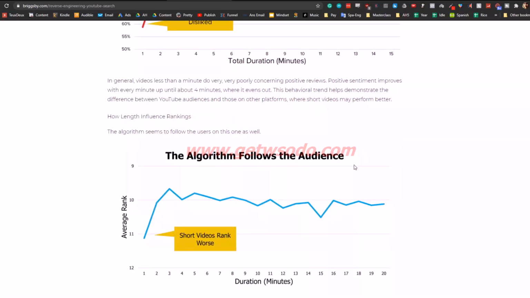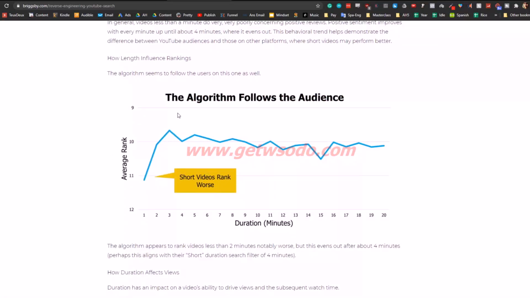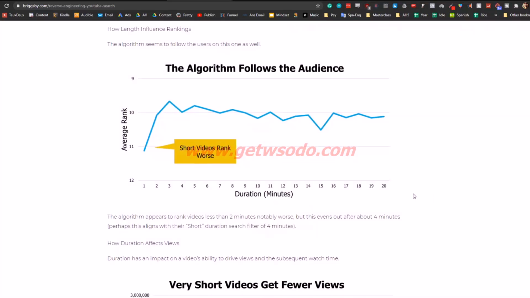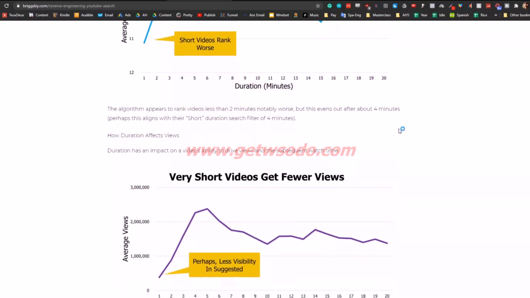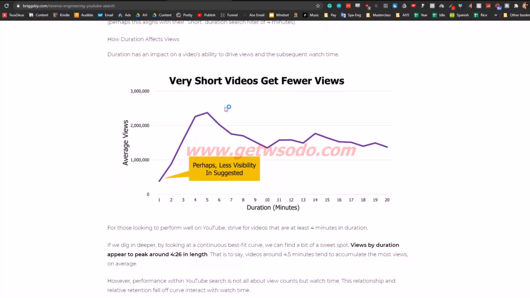Algorithm follows the audience. Well, this is true, and we talked about that in the niche, how to master click through and watch time. It's very, very important to go into a niche and then stick with that niche, because the algorithm follows that audience. And if they're just watching dog videos, they're going to get more related dog videos and suggested dog videos and stuff like that, you know.